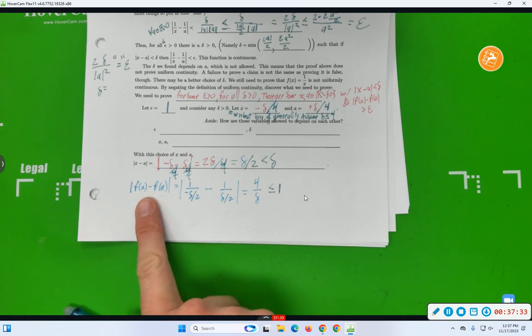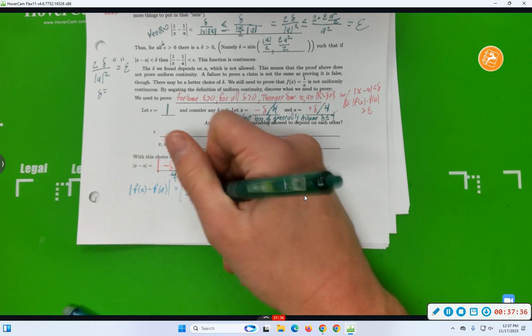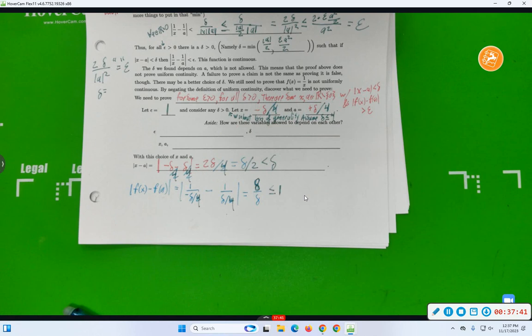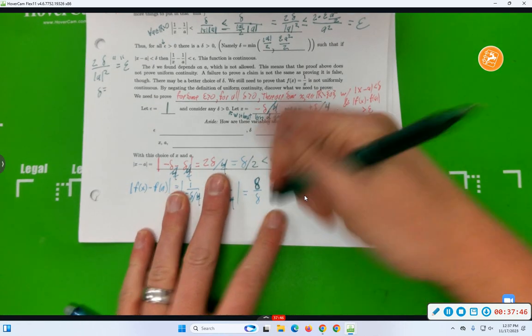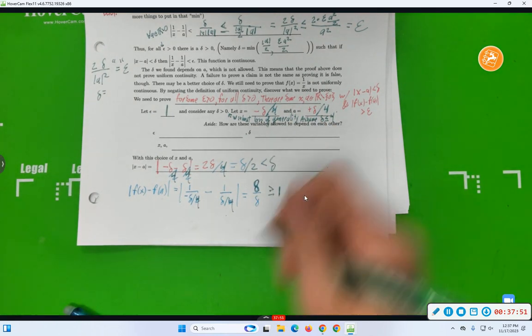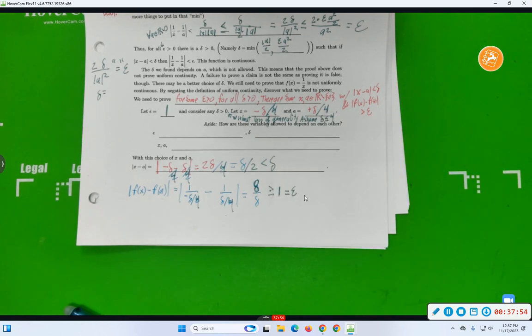I now have absolute value of f of x minus f of a equal to 8 over delta. Oh. Is that still bigger than or equal to 1? Which is what I want. Oh, cool. Does this look like a proof that just works? And hopefully it also illustrates what failure of uniform continuity means.